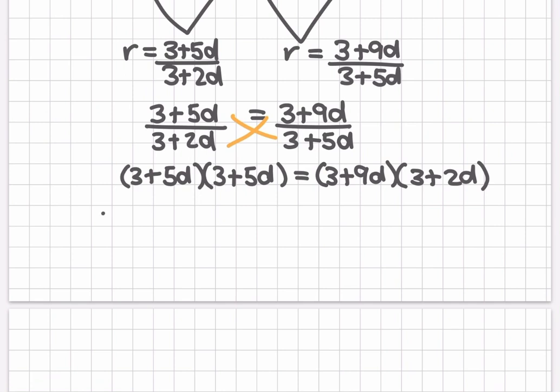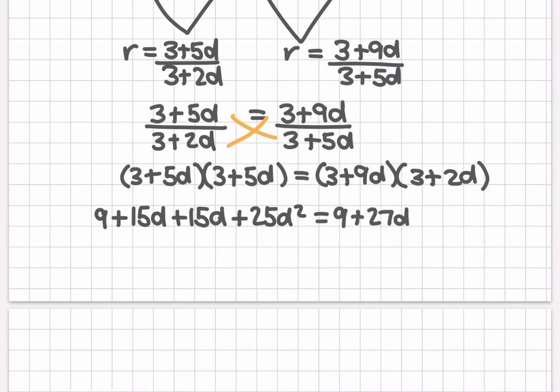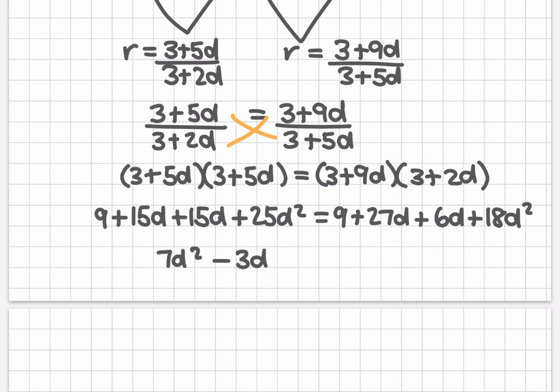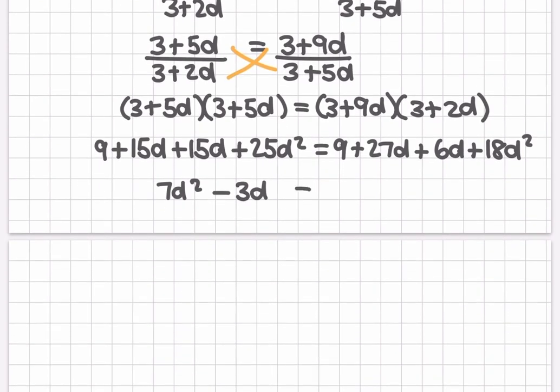So when we factorize this out, we end up with 9 plus 15D plus 15D plus 25D squared. And on this side, we get 9 plus 27D plus 6D plus 18D squared. Then I'm going to move everything to the left-hand side. I have 25D squared minus 18D squared. That's equal to 7D squared. Then I have 30D minus 33D. That gives us negative 3D. Then I have 9 minus 9, which is 0. I'm going to make that all equal to 0.